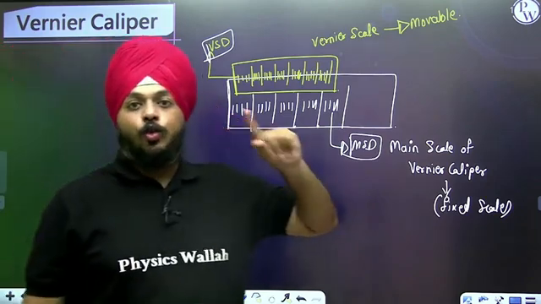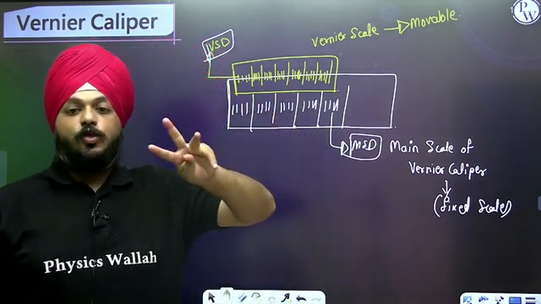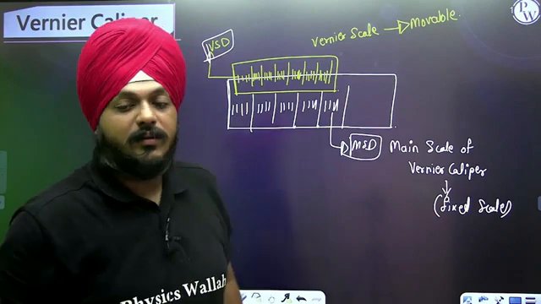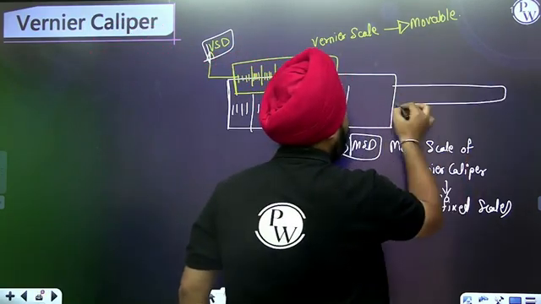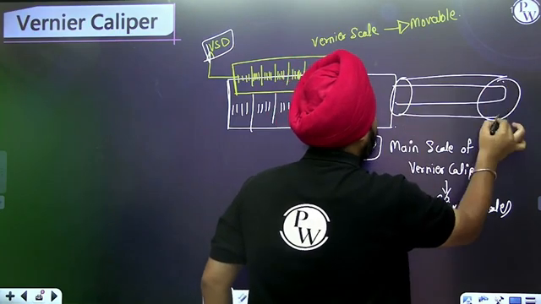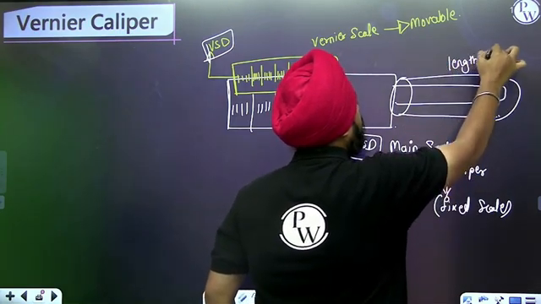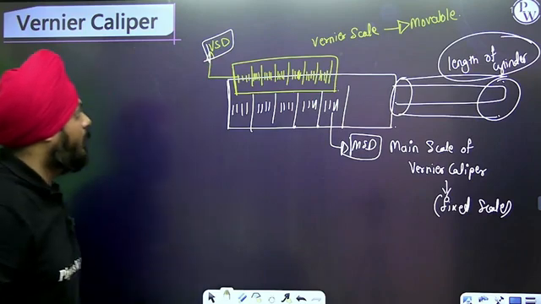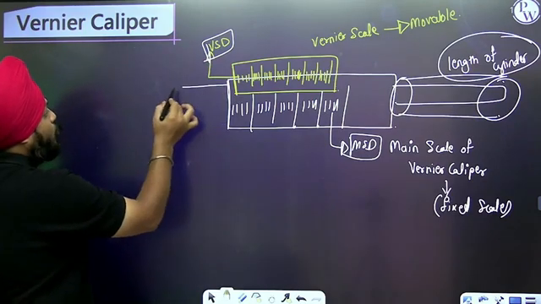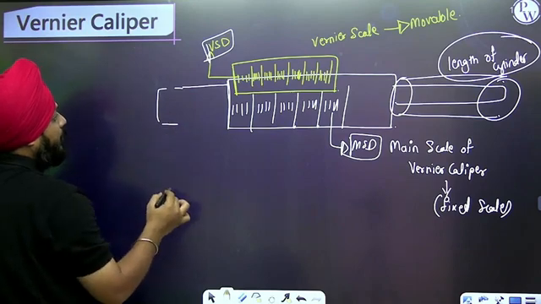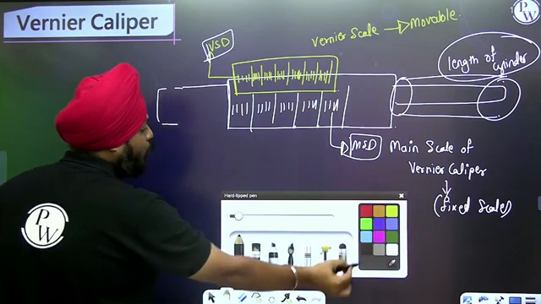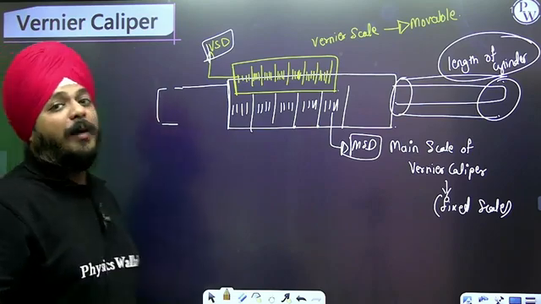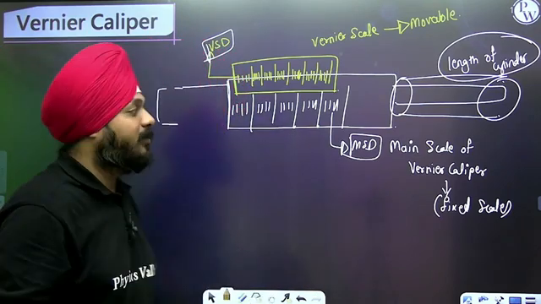Vernier caliper has three applications: to measure the internal diameter, to measure the external diameter, and to measure the length. There is one part attached to it that measures the length of the cylinder or any object, a hollow cylinder. Attached to this, we have two jaws. The first one, the upper jaw, is to measure the internal diameter.